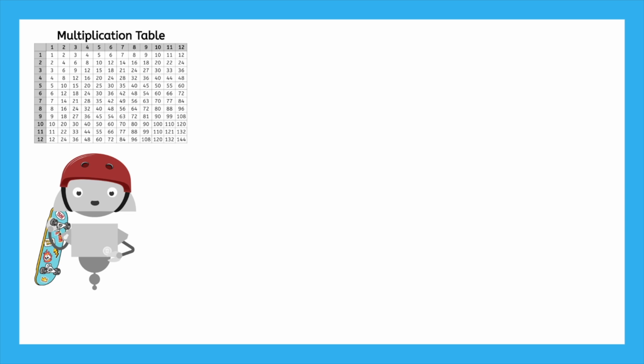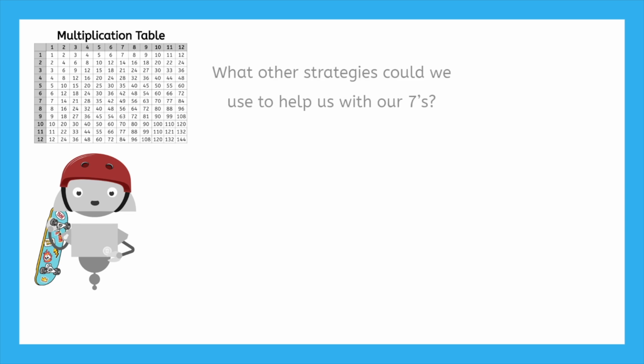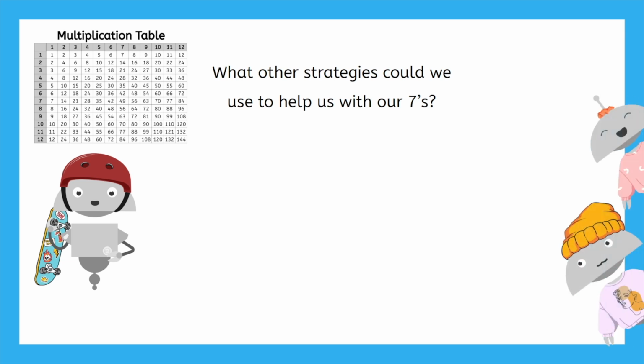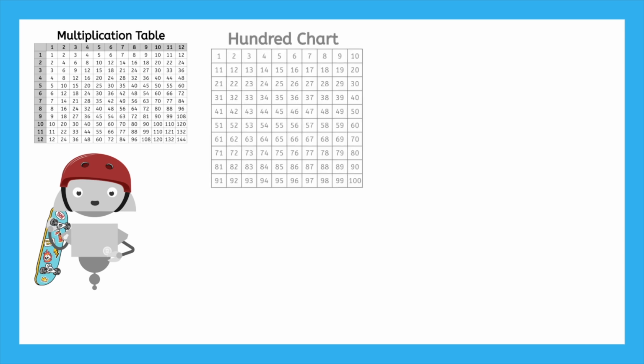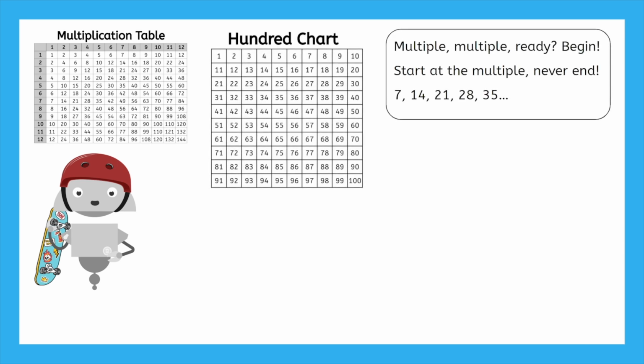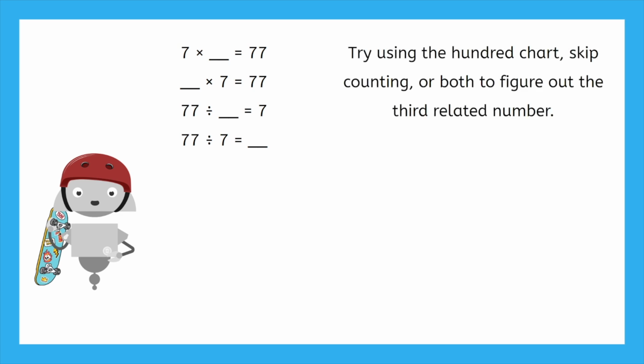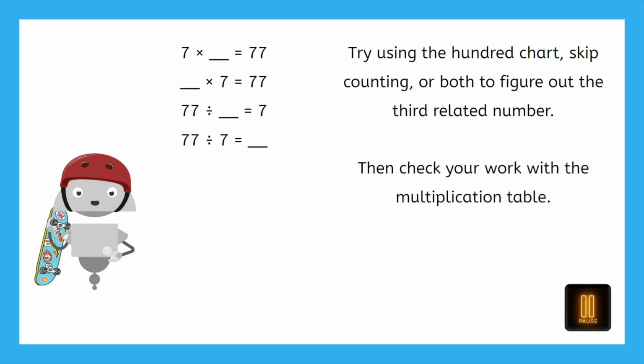So, we know a multiplication table shows all the fact family pieces in one place. But what other strategies could we use to help us with our 7's? Oh yeah, a 100 chart and skip counting by multiples of 7. Let's revisit these strategies with a final practice problem. This fact family is missing its third related number. It only has a 7 and a 77. Try using the 100 chart, skip counting, or both to figure out the third related number. Then check your work with the multiplication table.